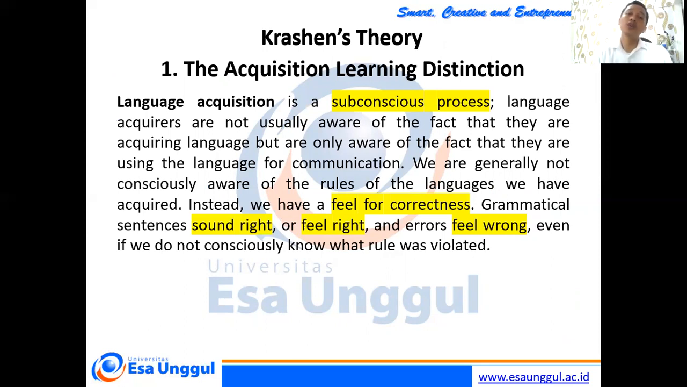Bear in mind, language acquisition is a subconscious process, not unconscious, but subconscious. What does it mean? It means that learners are not aware that they are acquiring language, but are only aware that they are using the language for communication. So when they learn something, they are not aware that they are learning it. This is so interesting, right? Grammatical sentences sound right or feel right, and errors feel wrong, even if you do not consciously know what rules they violate. So they're generally not consciously aware of the rules of the language.